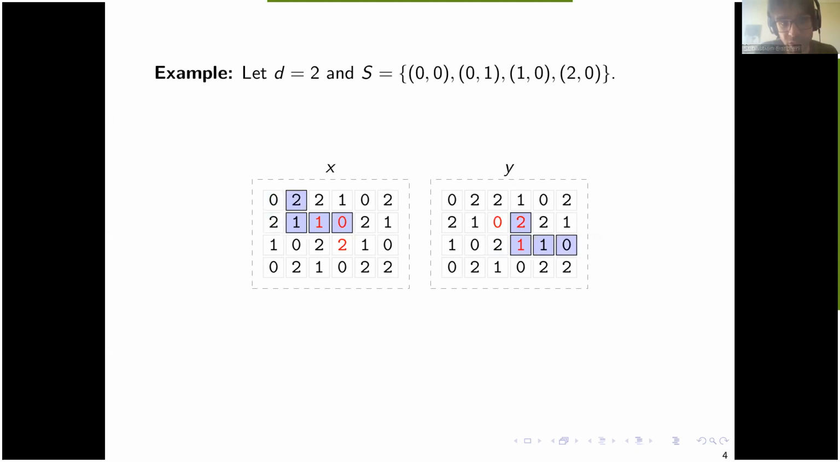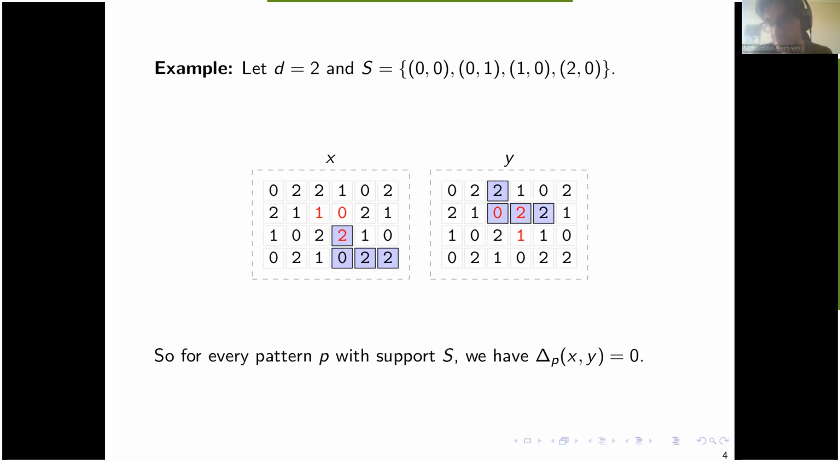Then I can check this one, 2, 1, 1, 0. Well, it appears exactly once there. This one, 2, 1, 0, 2, it appears exactly once, and so forth. I check all the positions where my support intersects the difference set, and I check that, actually, I have a one-to-one correspondence. So for all patterns with this support, I'm going to get this delta P of X, Y equal to 0. All right. So my notion of indistinguishability is that this happens for every single finite support.